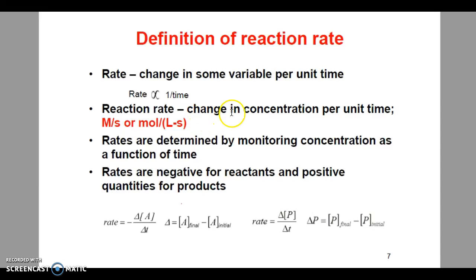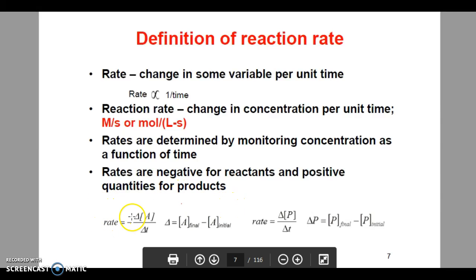Reaction rate is the change in concentration per unit time, and rates are determined by monitoring concentration as a function of time. Rates are negative for reactants and positive quantities for products. Here in this equation we can see the rate of reaction is expressed in terms of reactants and in terms of products.